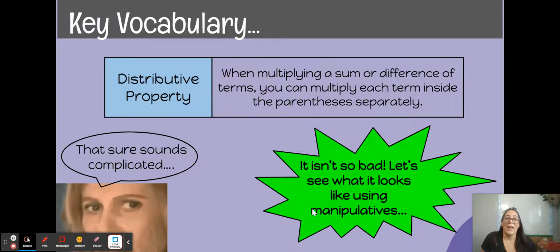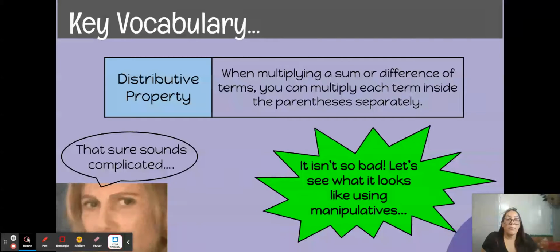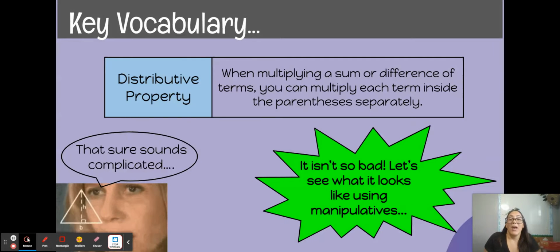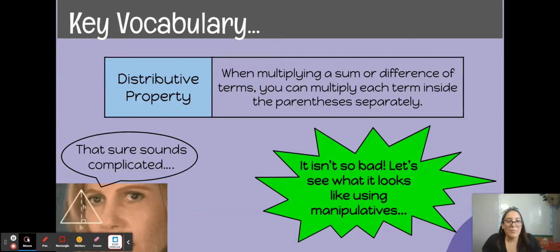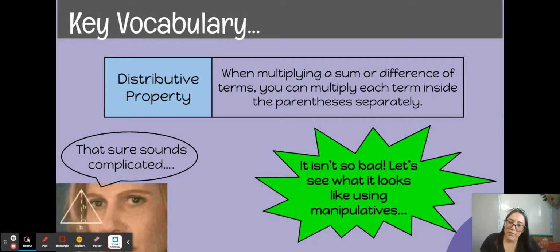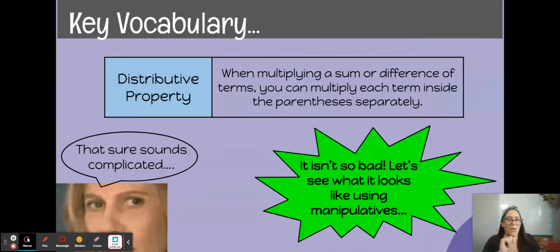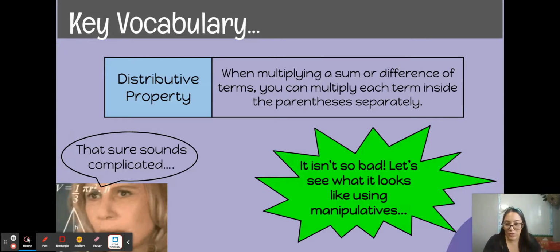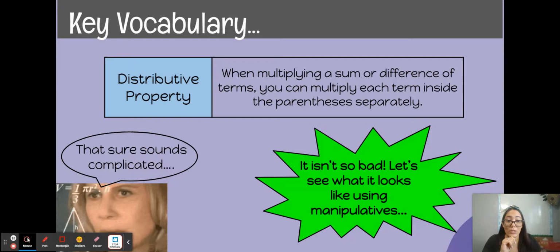Okay, here we go. I think this is our last vocabulary word. Distributive property. Whew, get ready for this. When multiplying a sum or difference of terms, you can multiply each term inside the parentheses separately. This is an example where the definition is much more complicated than actually using the distributive property, so don't get intimidated. This was actually one of the easiest definitions I could find. It's really not as bad as it looks.